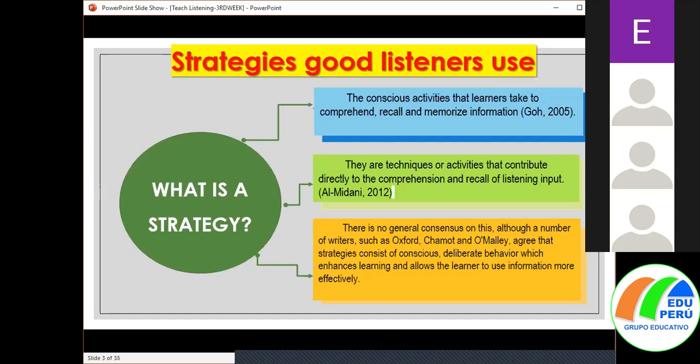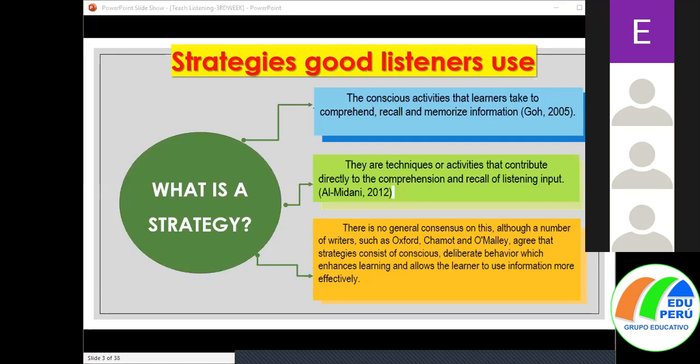That's the way that you're going to improve your learning, because you are using these strategies, you are going to use the information, the input that you receive, more effectively. That's why here it says good listeners. These learners are going to apply some conscious techniques, some activities, in order to get the information better and use it better, all right? So these are the concepts related to a strategy.